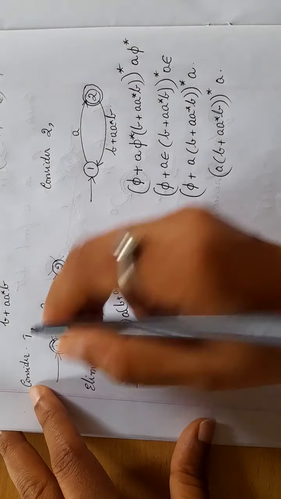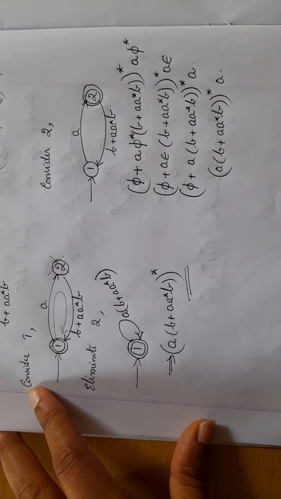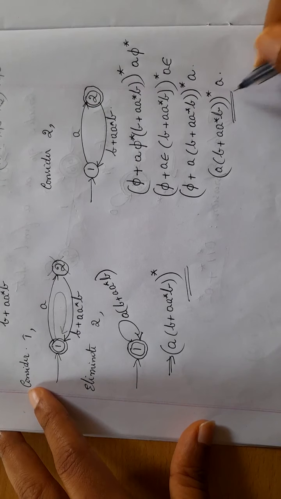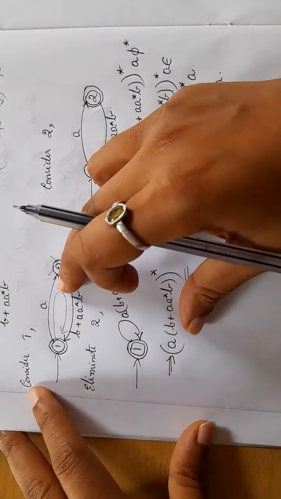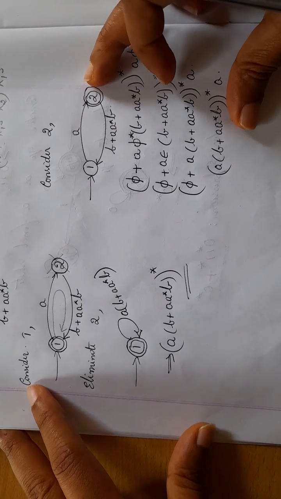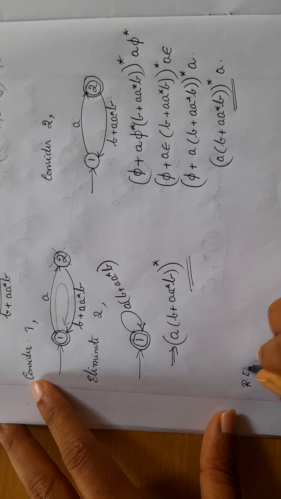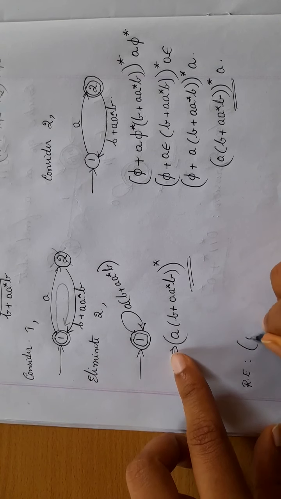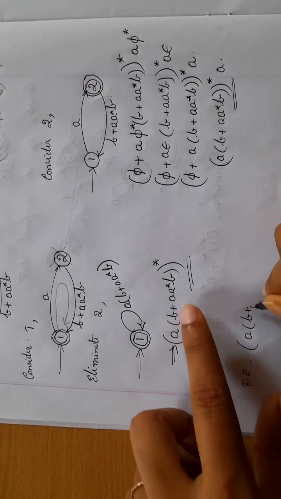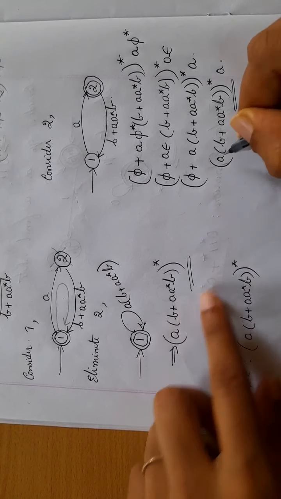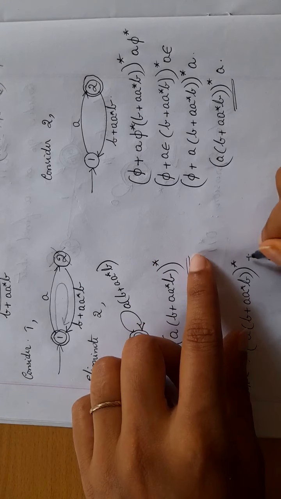So considering 1 as the final state, I got this as a regular expression. Considering 2 as a final state, I got this as a regular expression. So either this case or this case. Your solution will be either this one, copy it as it is, or it will be this one.